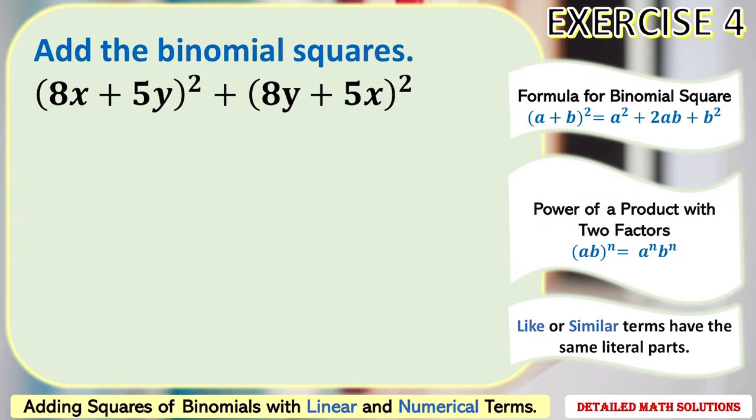First, I'm going to expand each binomial by applying the formula for binomial square. A plus b in parentheses squared equals a squared plus 2ab plus b squared.